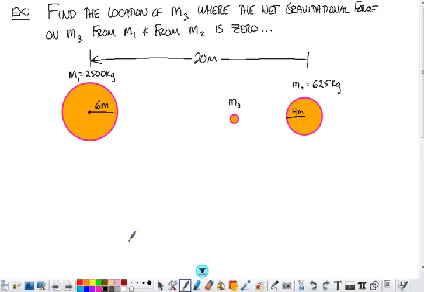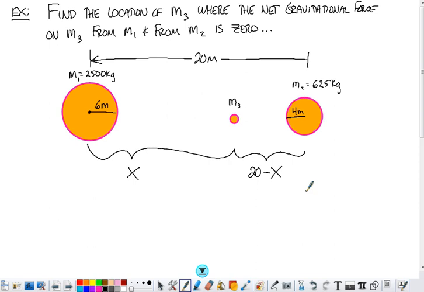In this problem, our job is to find the location of an object M3 where the net gravitational pull on it from M1 is balanced by the gravitational pull on it from M2. To do this, the trick is to recognize that if our job is to find x, the distance between M1 and M3, then knowing the distance between M1 and M2, we can write the distance between M3 and M2 as 20 minus x, so as to not introduce an extra variable.